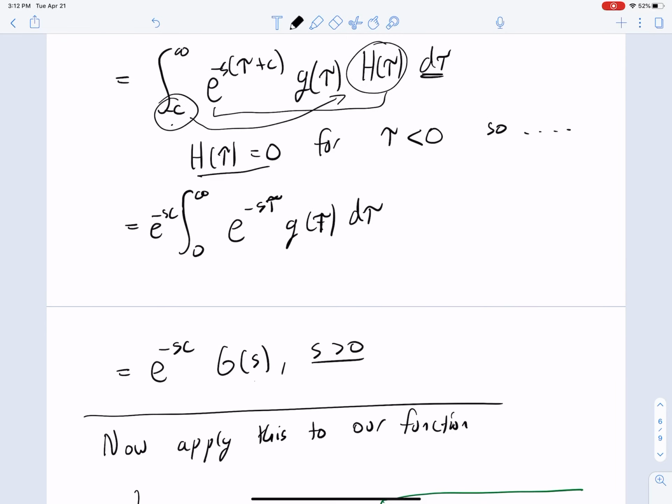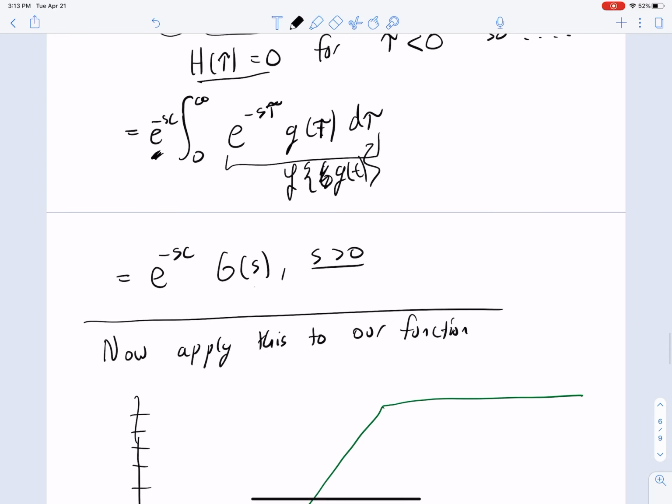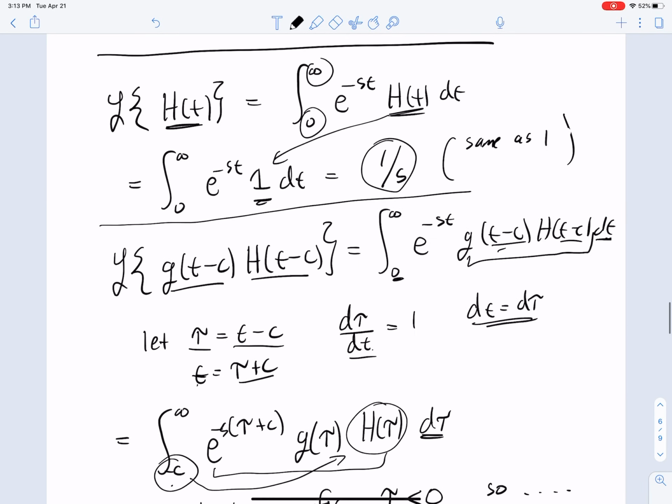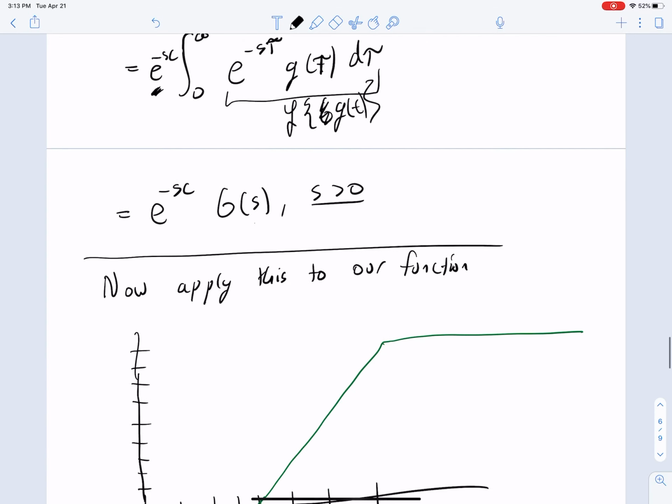So you can see I went ahead and distributed here e to the minus sc. That's constant as far as this integral goes. e to the minus s tau, g of tau d tau. Well, that is much simpler, right? So this is some function that depends on s but doesn't depend on the integral variable, and this is just the Laplace transform of g. So we get e to the minus sc times G of s. So we can easily compute this Laplace transform using this formula here.